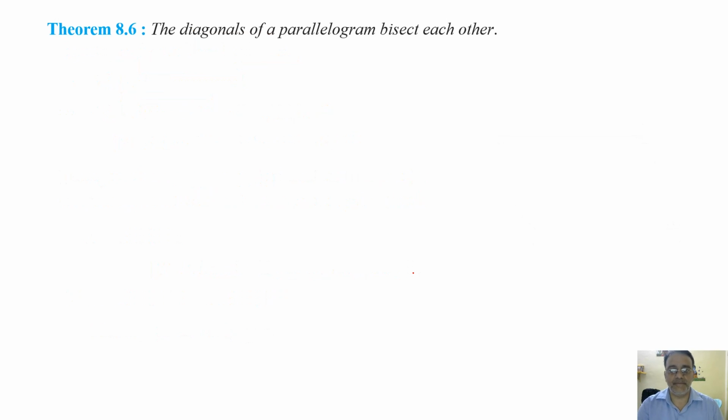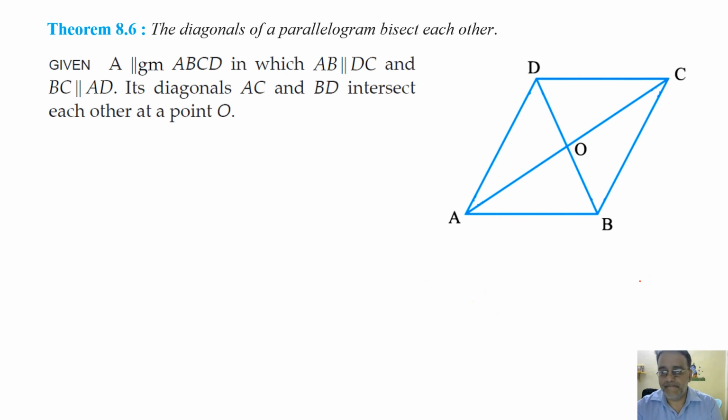So now the next theorem: the diagonals of a parallelogram bisect each other. First, given a parallelogram ABCD in which AB is parallel to DC and BC is parallel to AD, and its diagonals intersect at point O. Now what we have to show is that the diagonals bisect each other. That means OA is equal to OC and OB is equal to OD, we have to prove, right?